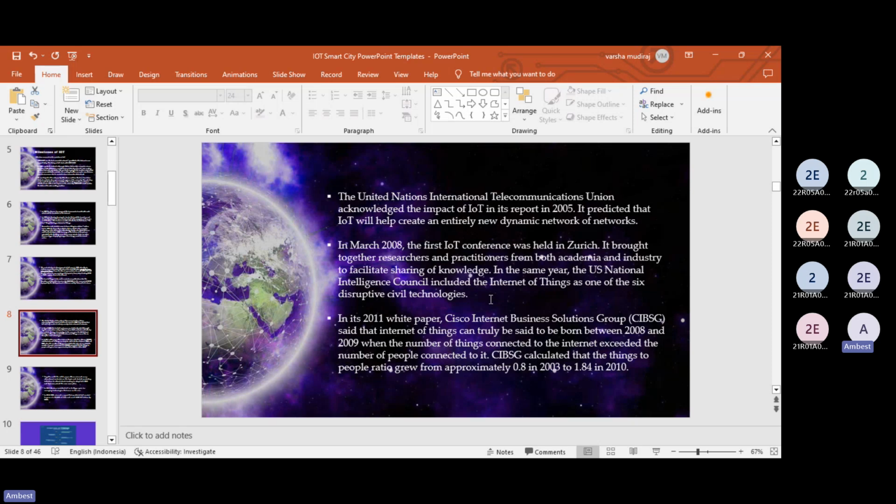And then in the year 2011, the white paper played a major part compared to all these things. The Cisco Internet Business Solutions Group said that the Internet of Things was truly born between 2008 and 2009. They did research between 2008 and 2009 and brought out this white paper. The number of things connected to the internet exceeded the number of people connected to it. The internet is, as we discussed normally, a connection between two devices.